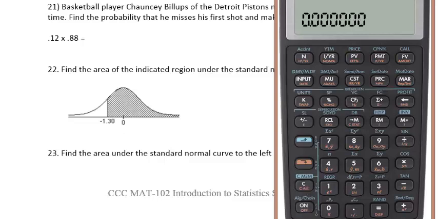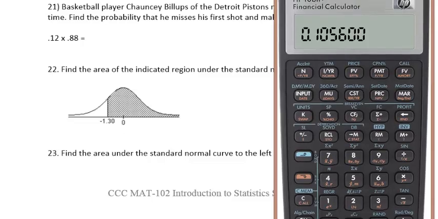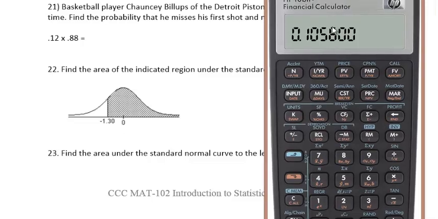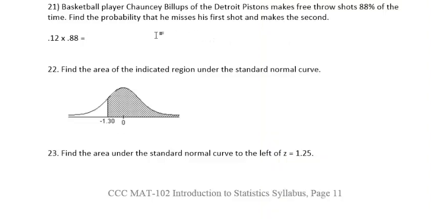let me clear that. 0.12 times 0.88, and it looks like our answer is a little over 10%, 0.1056, which is about 10.56%. So those are the odds. Again, just multiplying since they're "and."